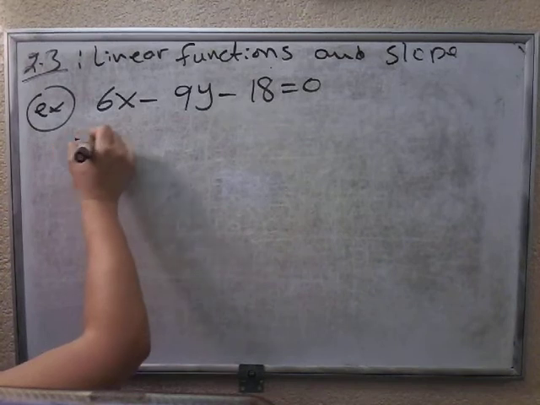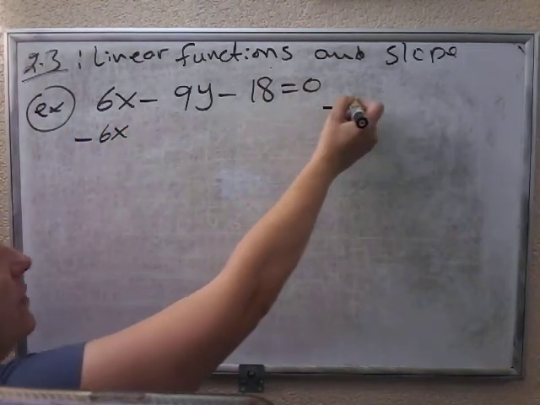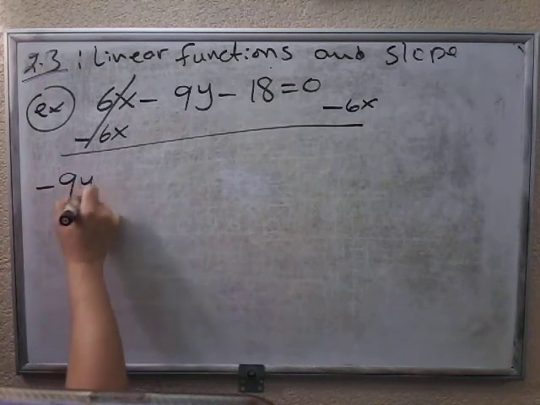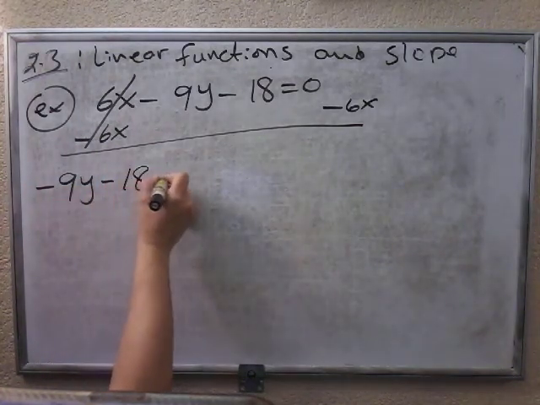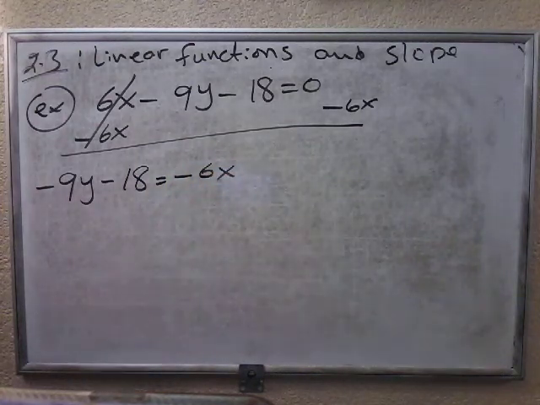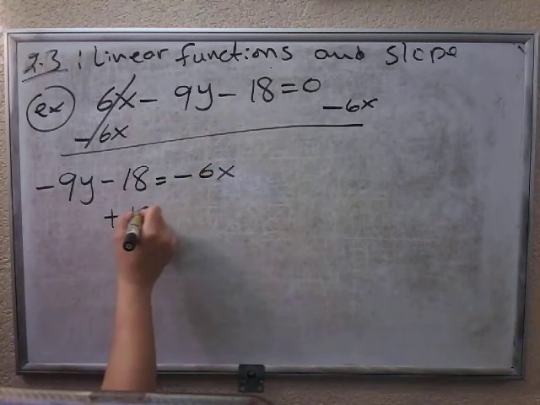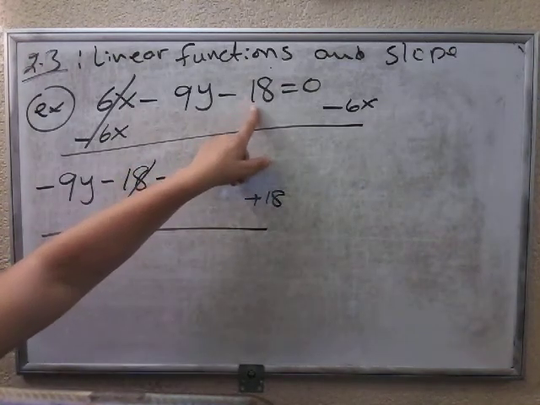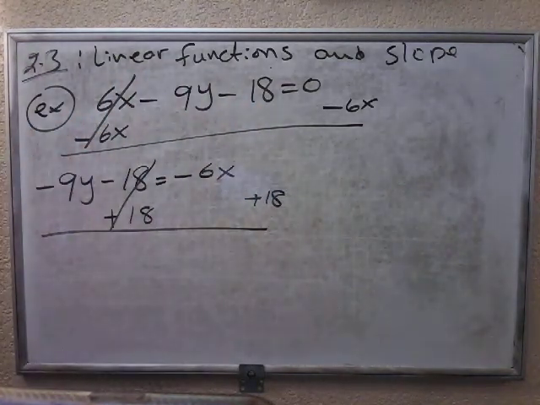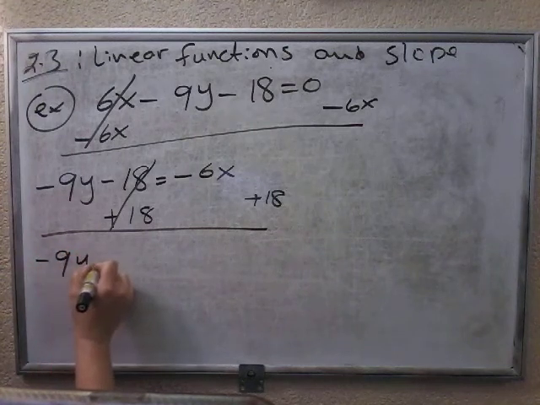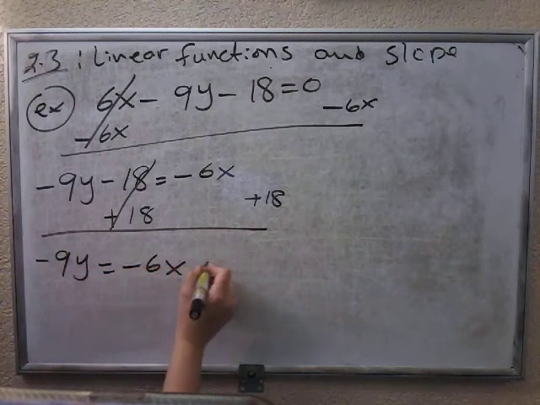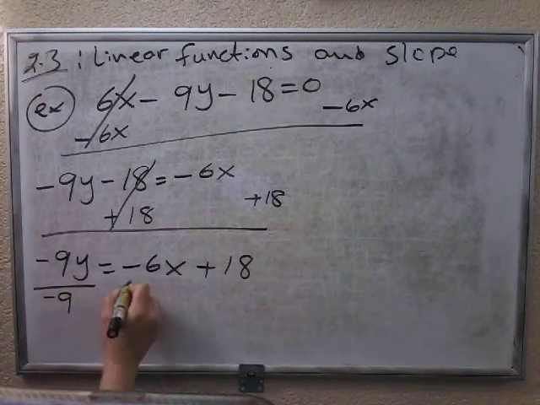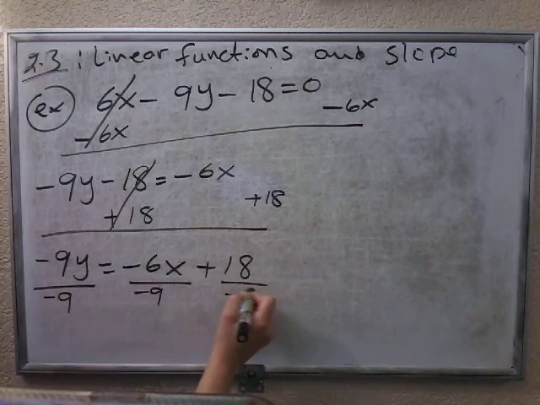So we're going to subtract 6x from both sides. So we get negative 9y minus 18 equal negative 6x. Then we're going to add 18 to both sides. See, it doesn't matter. You can get rid of the 18 first and then the 6x first, whatever you want. It's the same thing, same steps, plus 18. Get rid of the coefficient, so divide by negative 9. Every single term.